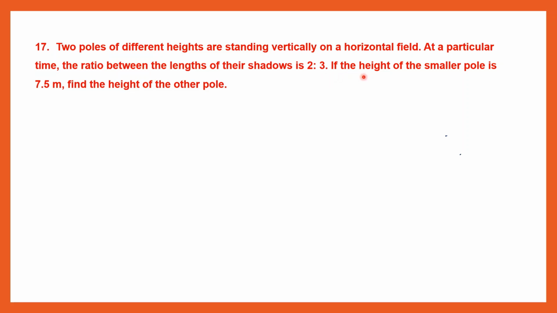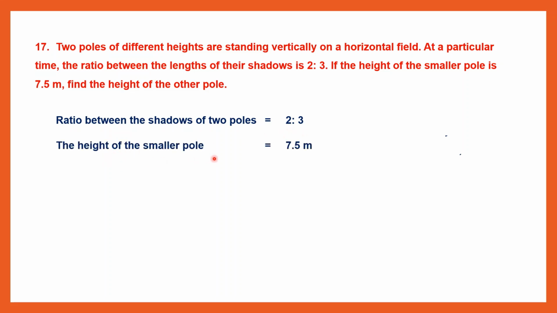Now here we've been given the height of the smaller pole, which is 7.5 meters. We are asked to find the height of the other pole. So with the help of all the information given, we will find the height of the other pole. The ratio between the shadows of the two poles is 2:3. This 2 is for the smaller pole and 3 is for the taller pole. The height of the smaller pole is also given to us. Now we need to find the height of the other pole.